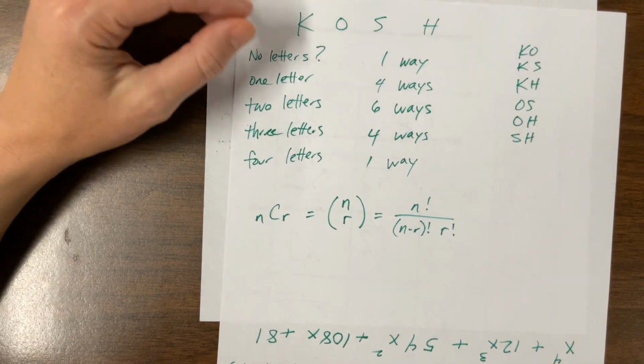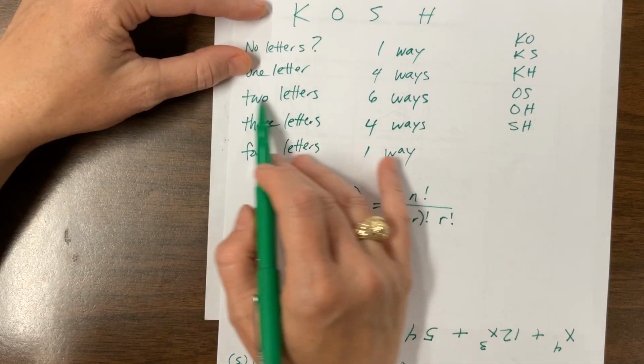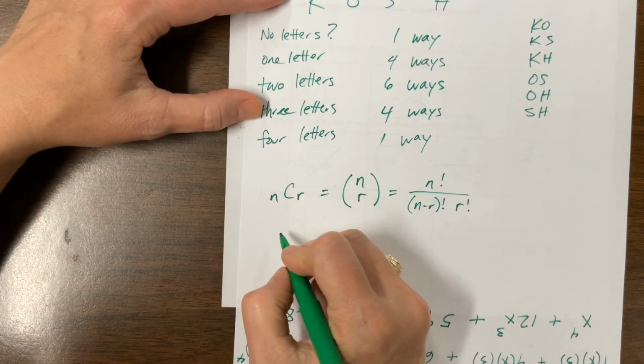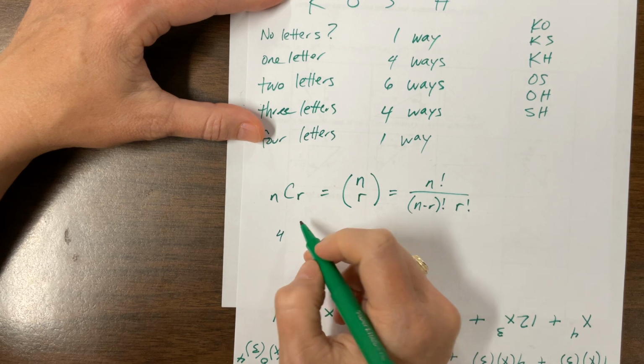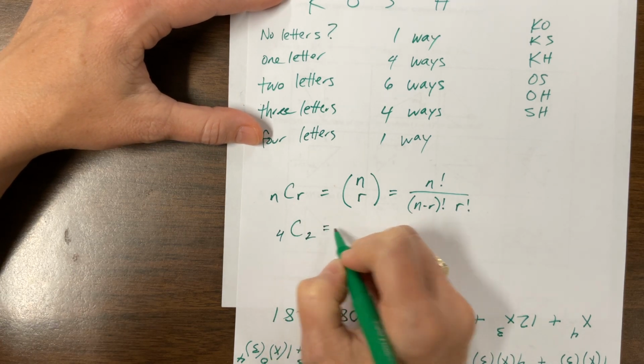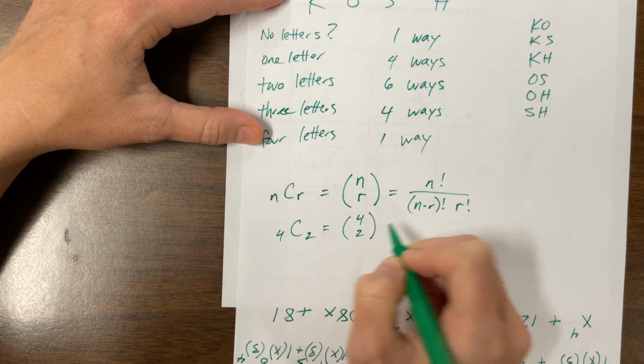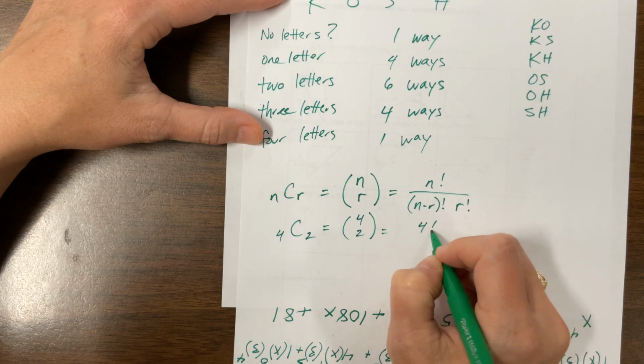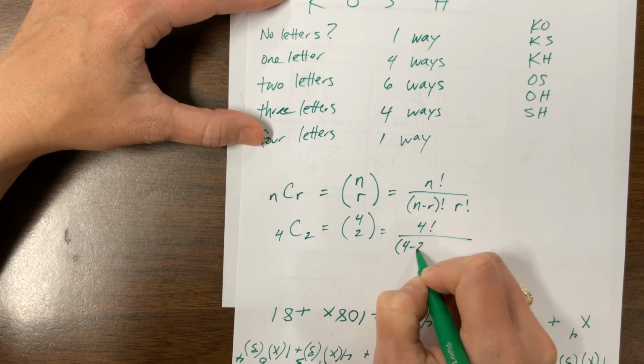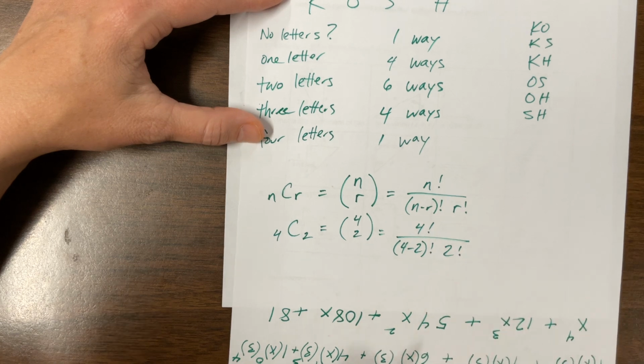What in the world are we talking about? Well, let's do this one. Let's see if we can get 6. So this is saying we have 4 letters, K-O-S-H, and we want to choose 2 of them. Okay, so we could say this is 4 choose 2. This becomes 4 factorial over 4 minus 2 factorial, 2 factorial.